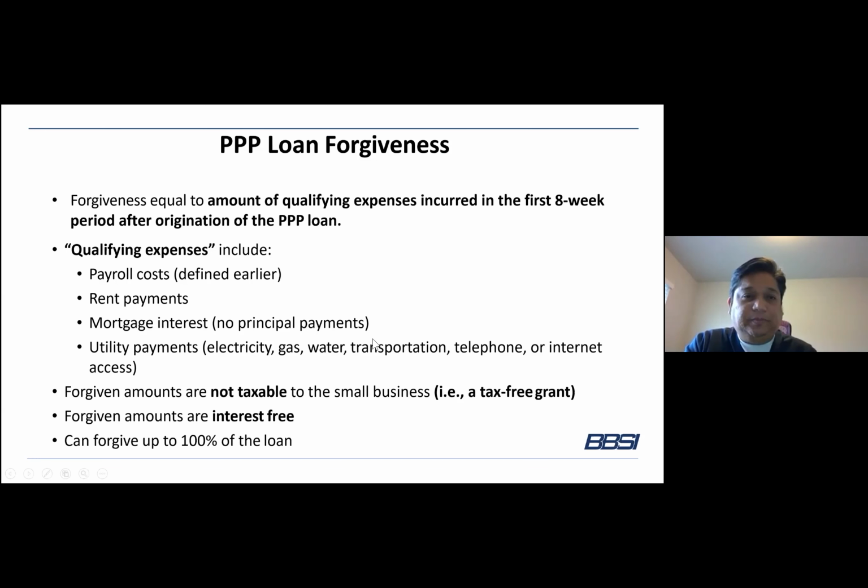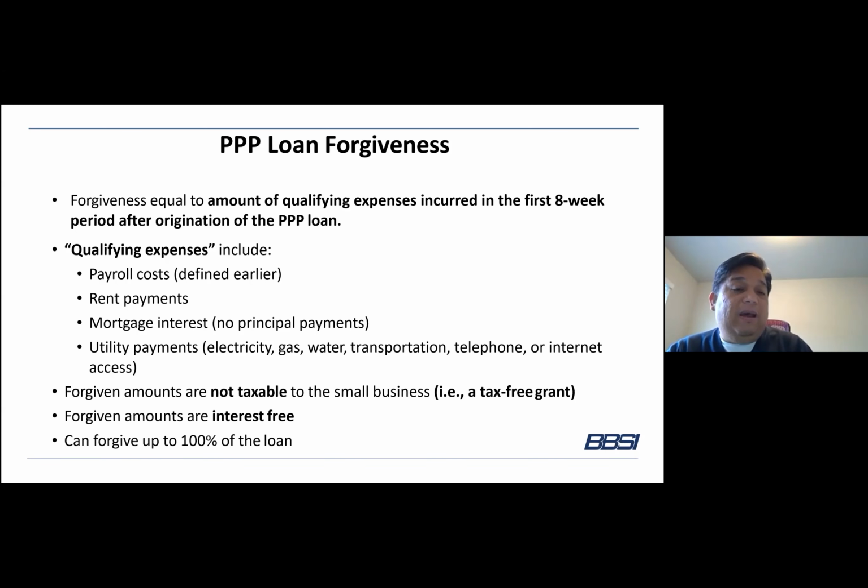So now we're moving on to the fun part. This is the part where the loan repayment comes into play, the forgiveness or the grant option. Forgiveness is equal to the amount of qualifying expenses incurred in the first 8-week period after the origination of the PPP loan. Some of the qualifying expenses can include payroll cost, as we defined earlier, rent payments, mortgage interest, no principal payments, utility payments, electricity, gas, water, telephone, or internet access, all those things that come into play.